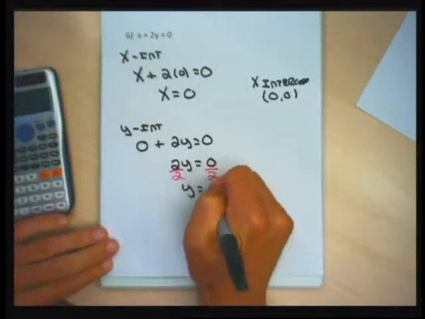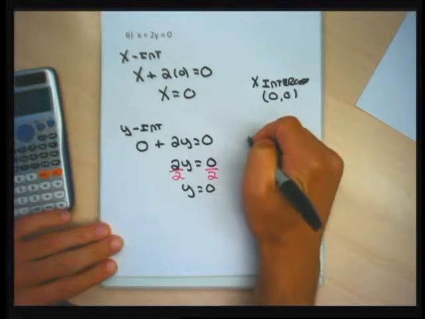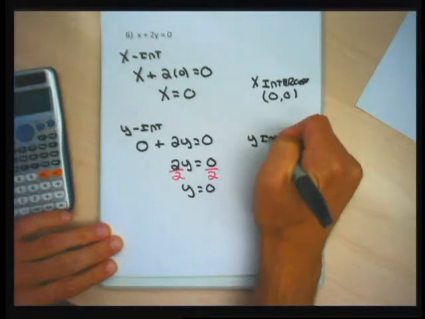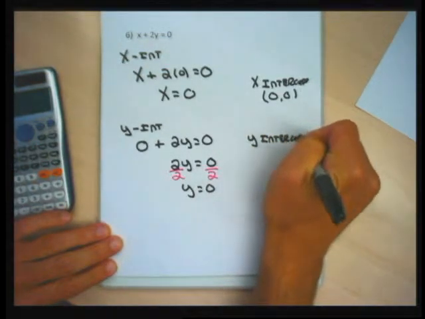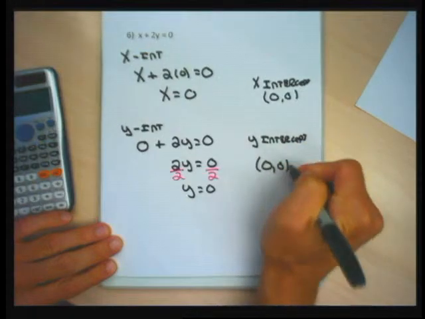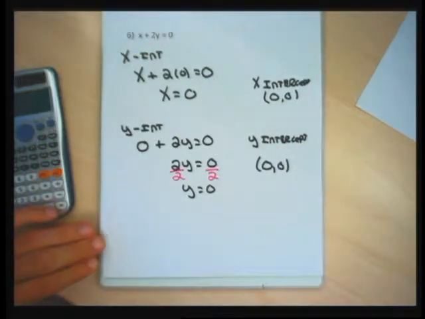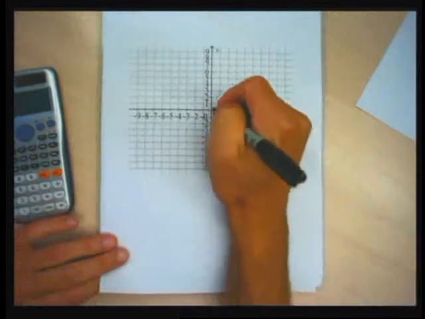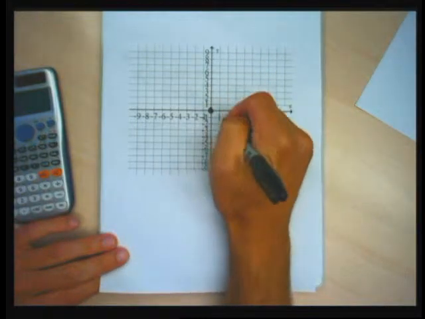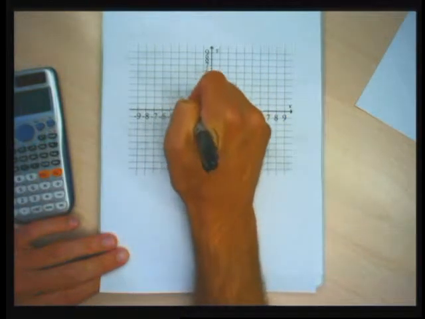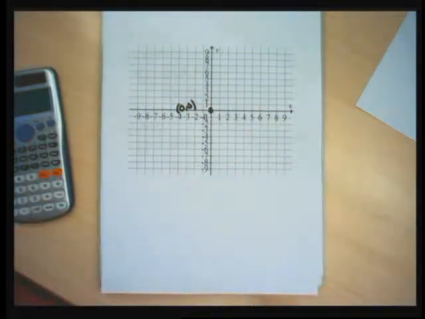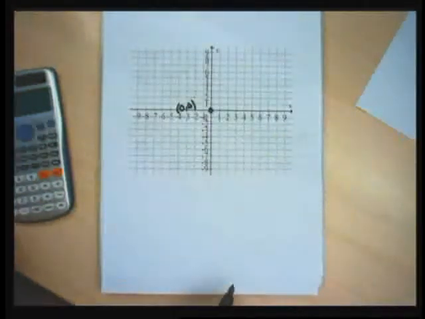So this gives me y equal to 0. This gives me a y-intercept of 0, 0. The real unfortunate thing is when I go to graph the intercepts, it's at the origin. And that's only 1 point. 1 point doesn't tell me what the line looks like. It doesn't tell me where I should go.